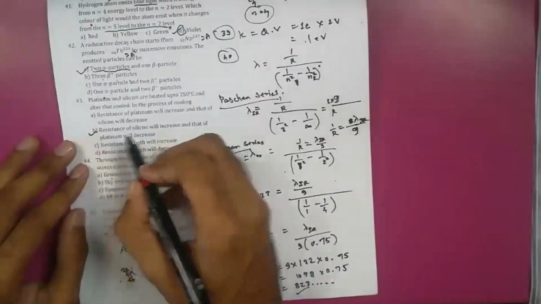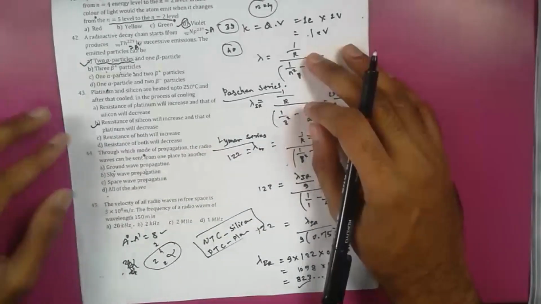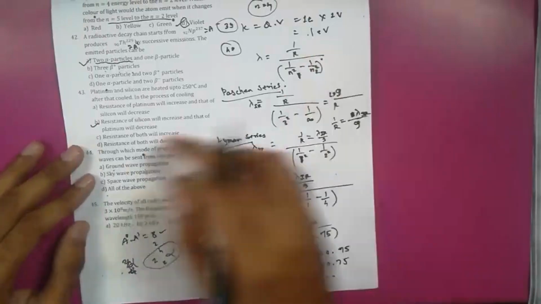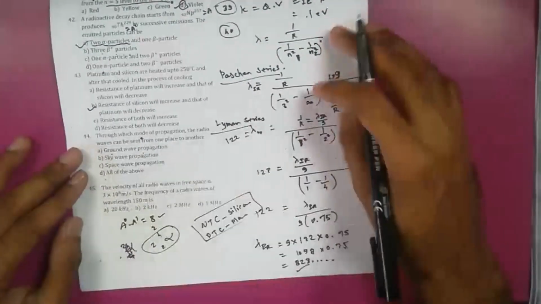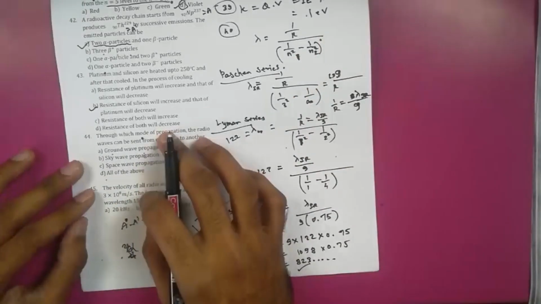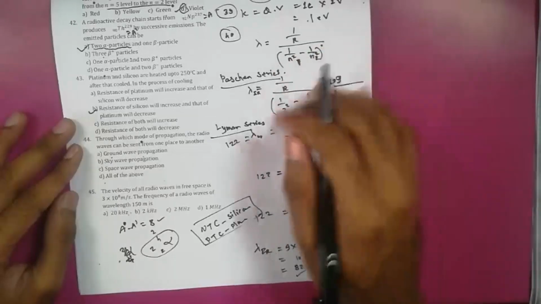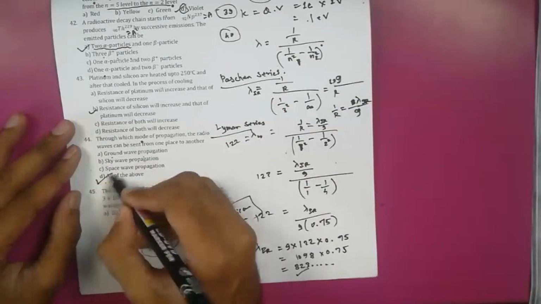Right, so the resistance of the silicon will increase and that of the platinum will decrease because of the negative temperature coefficient of resistance and positive temperature coefficient of resistance. Alright, next is, through which mode of propagation can the radio waves be sent from one place to another? Remember, radio waves are the waves which are easier to send in any kind of propagation. So it can be sent from ground, sky or space. That means all of them.